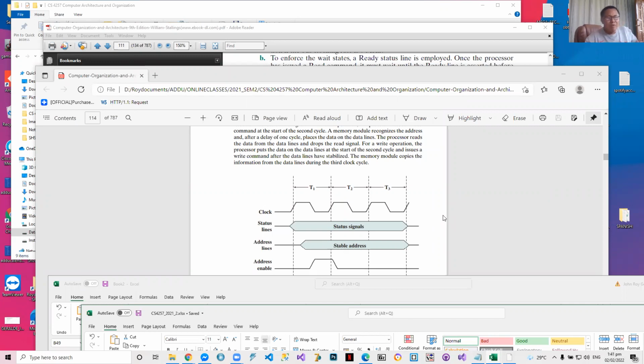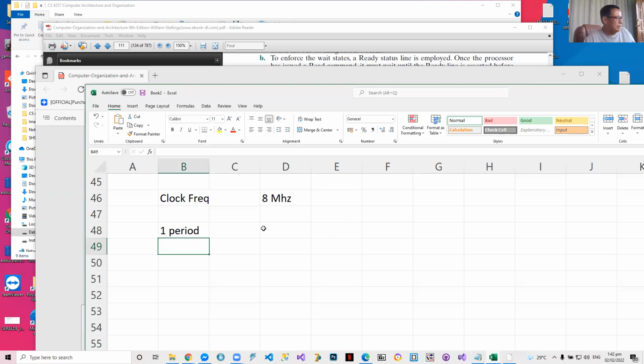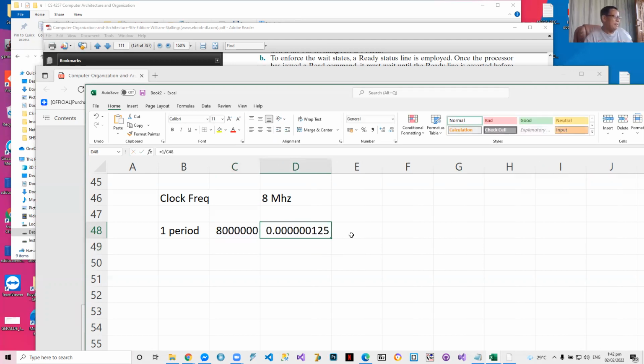Okay, so that's the number of bytes because it's parallel, so this will take 1 byte per 4 cycles. One period is 8 megahertz. What's 8 million? Megahertz is million, right? Okay, so we will divide that. It's the inverse, right? Okay, so this is 1, 2, 3, 4, 5, 6, 7, 8, 9.